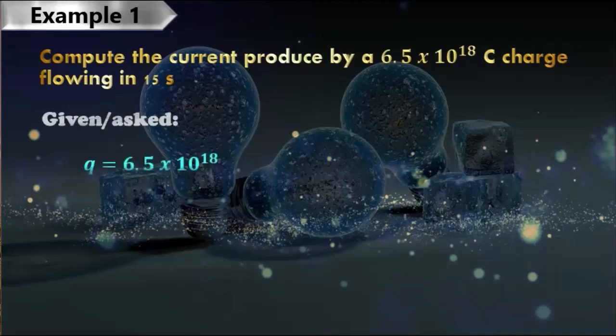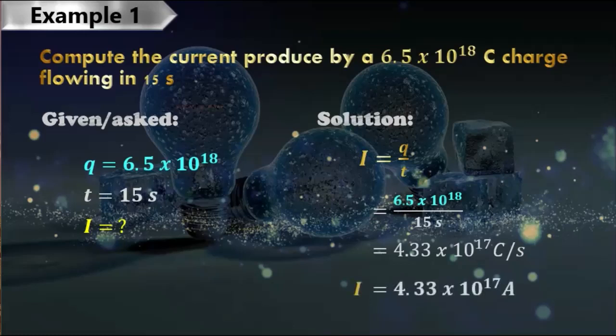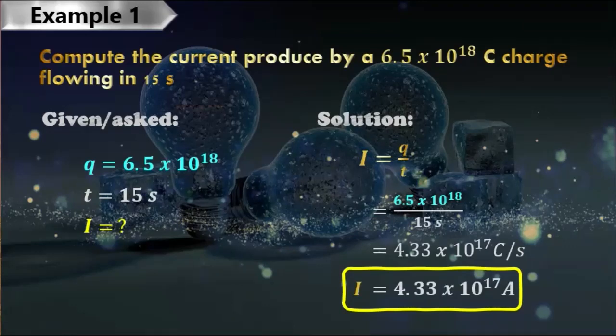We have Q, which is 6.5 times 10 raised to the power of 18, and T is 15 seconds. Input the formula and substitute the value of Q and the value of T. Get the quotient, divide 6.5 times 10 raised to the power of 18 by 15 seconds. So the answer is 4.33 times 10 raised to the power of 17 coulomb per second, and coulomb per second is equal to 1 ampere. Therefore, the final answer would be 4.33 times 10 raised to the power of 17 amperes.